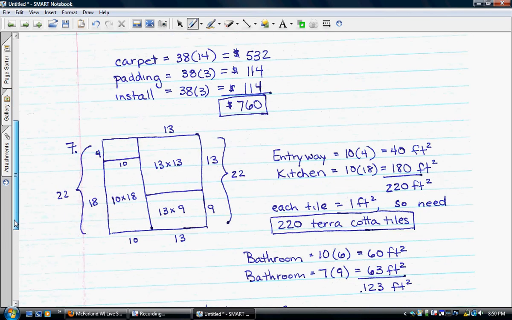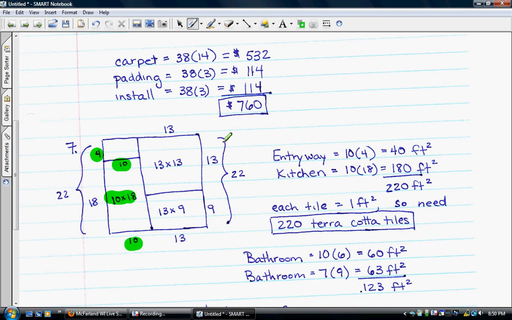For number 7, I took a look at the bottom part of the picture, and I want to put terracotta tiles in the entryway and the kitchen. The kitchen is fairly easy to figure out the area of, 10 times 18. For the entryway, I had to figure out the dimensions again. I could figure out this is 10 because the room that it's right next to is also 10.